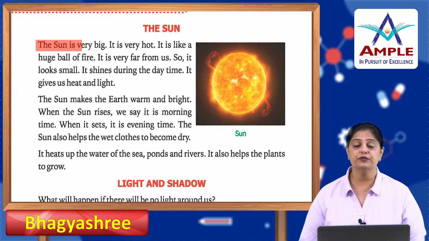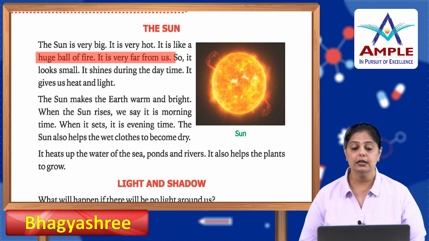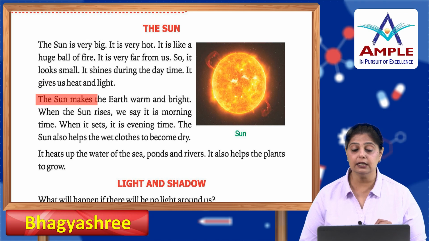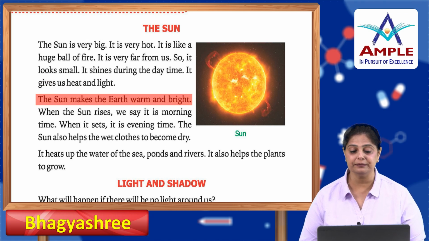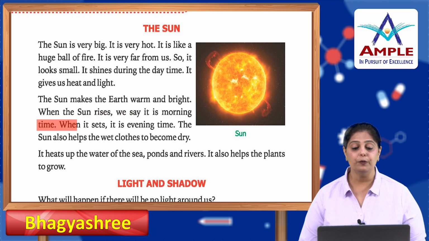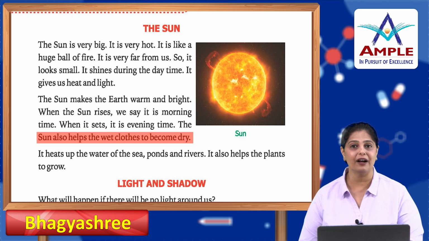The sun is very big, it is very hot, it is like a huge ball of fire, it is very far from us. So it looks small, it shines during the daytime and it gives us heat and light. The sun makes the earth warm and bright. When the sun rises, we say it is morning time. When it sets, it is evening time. The sun also helps the wet clothes to become dry. So the sun plays a major role in our life.